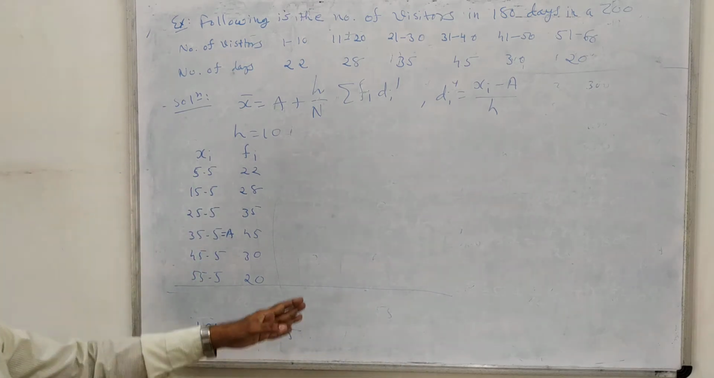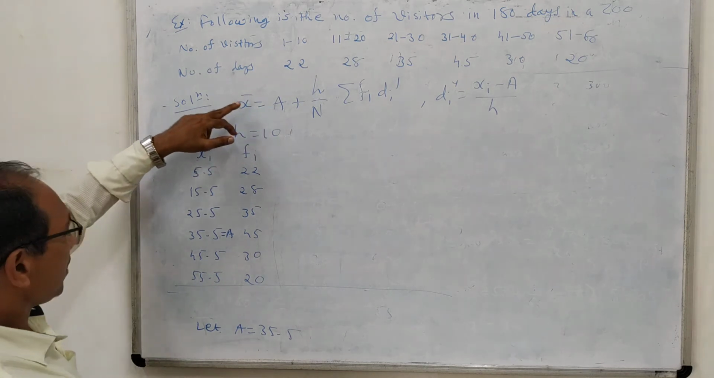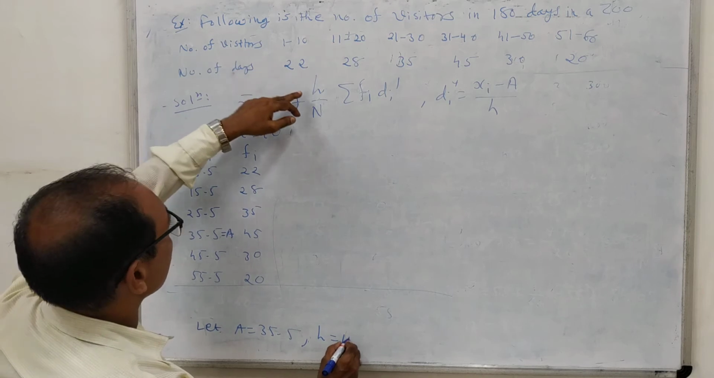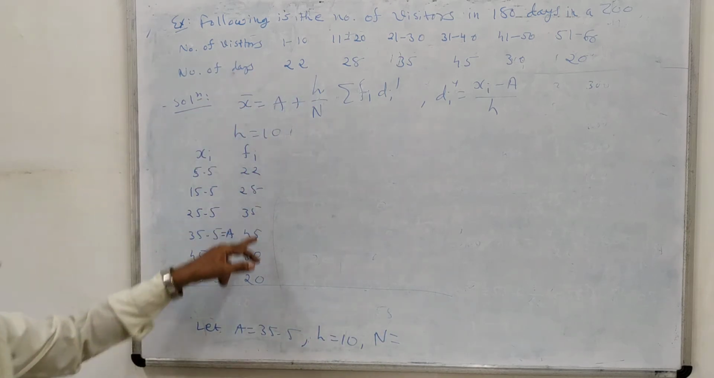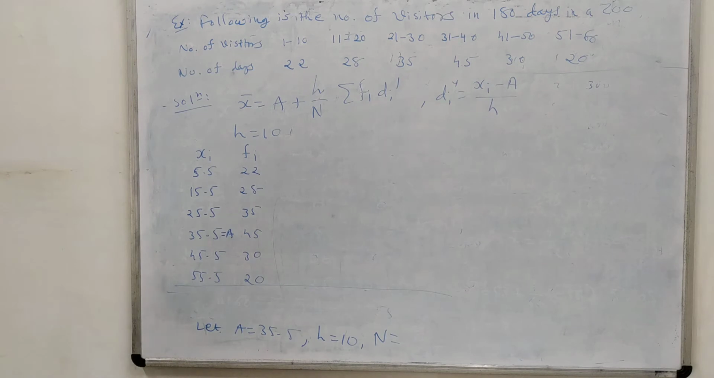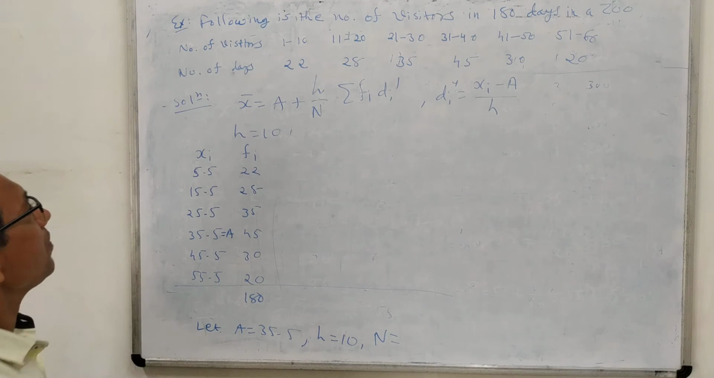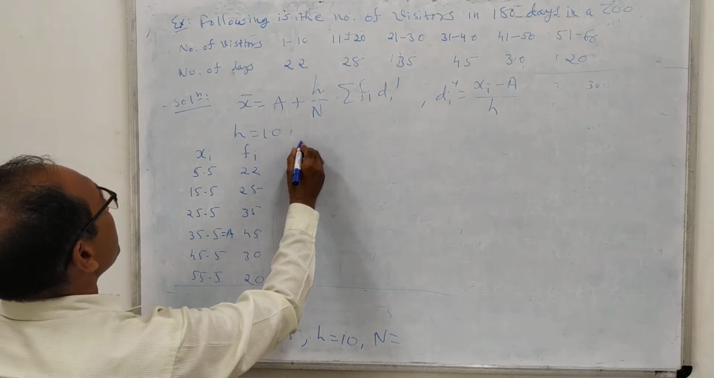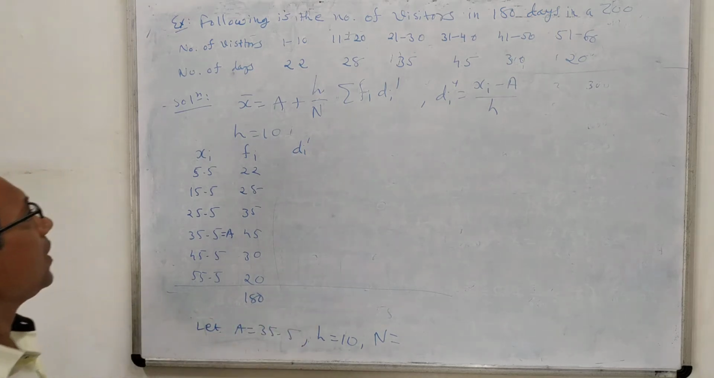Simultaneously I will write the values and also calculate them. So what is required? Capital A is 35.5. Here h is 10, which we have already written. Capital N means the total of this, which we will find out. After calculation you will get 180, because 180 days are already given, and this is the number of days. Then we will find di dash. Di dash means xi minus A upon h.